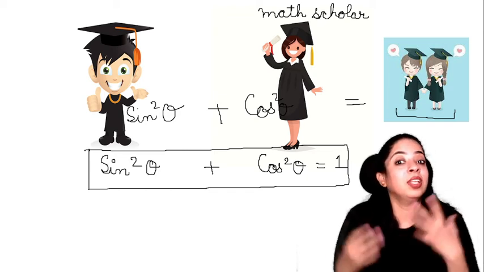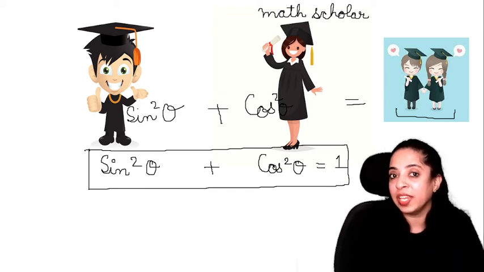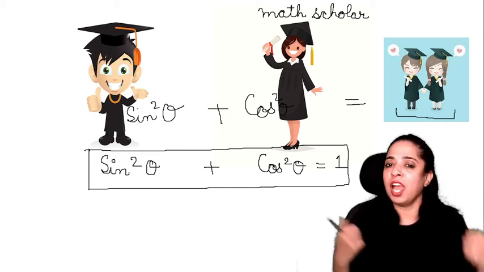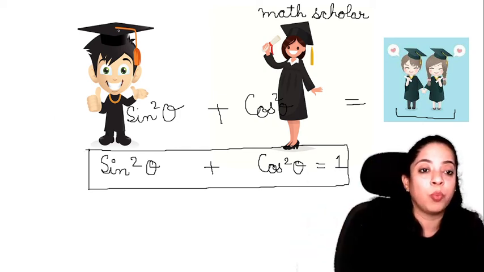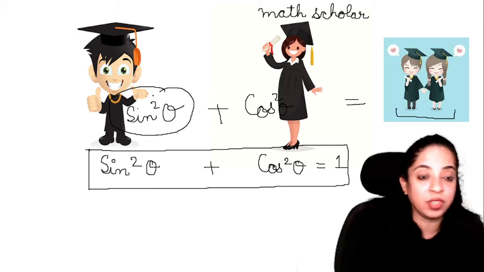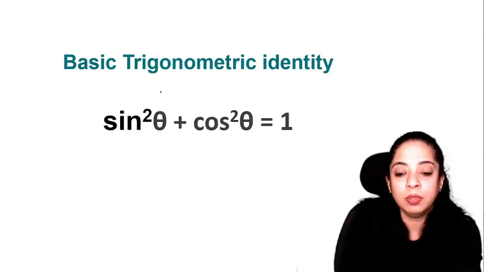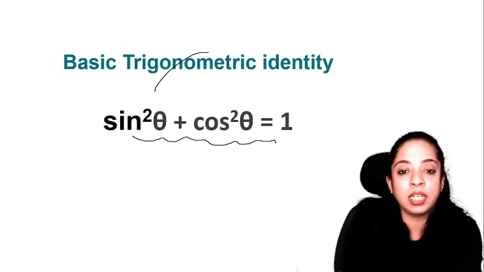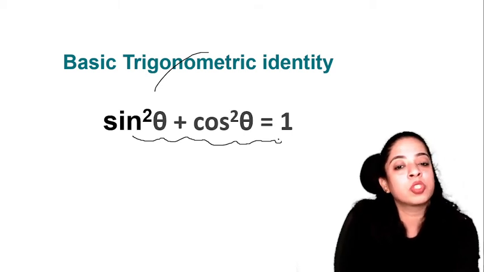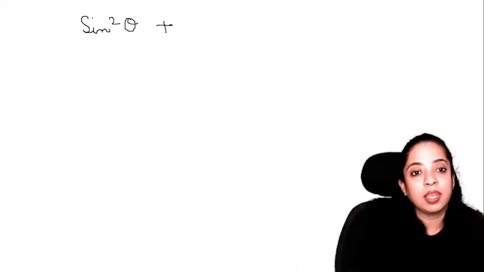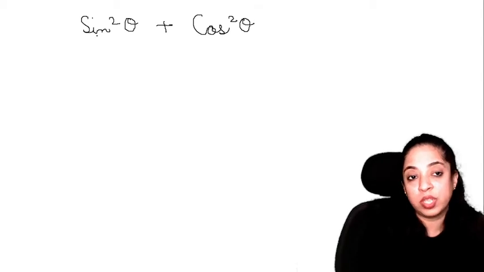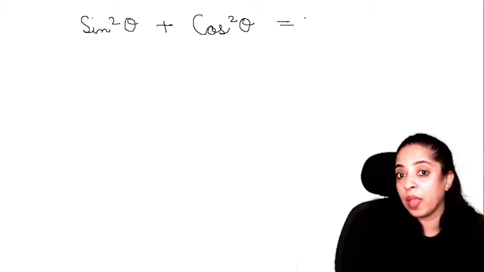Now the girl is very happy. She got really impressed with the boy and she agreed. So now they go to the boy's place. Who is the boy? The boy is sine square theta. This was the basic trigonometric identity: sine square theta plus cos square theta is 1. If I was sine square theta and you were cos square theta, together we are 1.